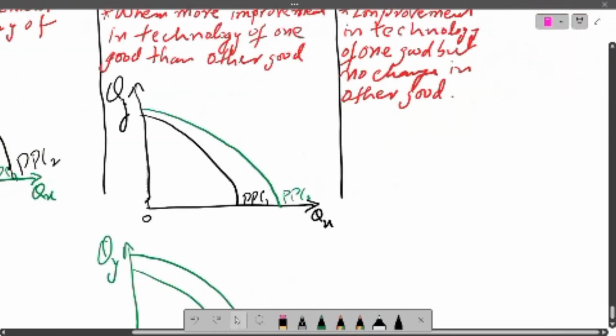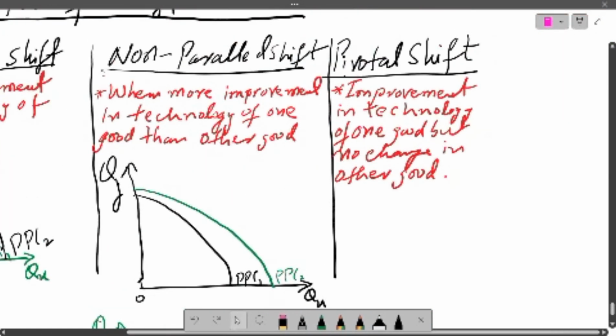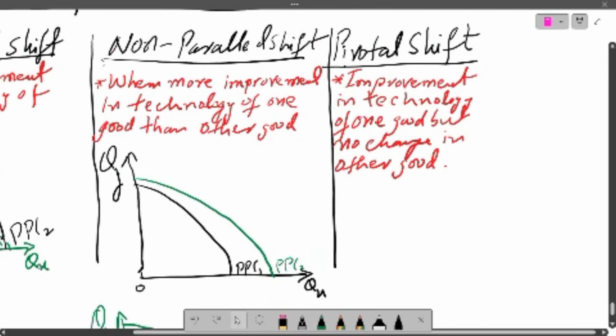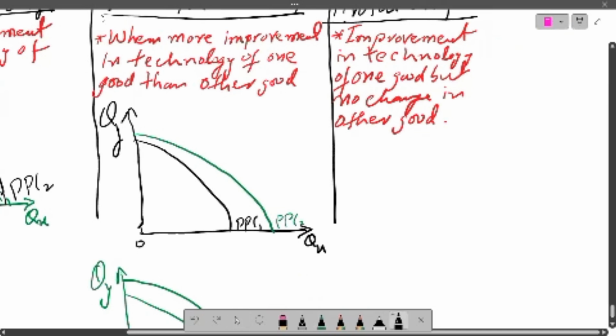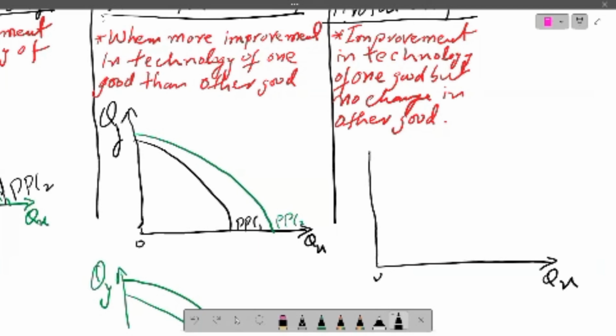So what about the pivotal shifting? In this, there is improvement in the technology of one good but no change in the other good. It means that technology will improve with respect to only one product. Let's suppose technology improves for product X. In this case, the PPC will shift, but the point where the Y product is has no change, like this.